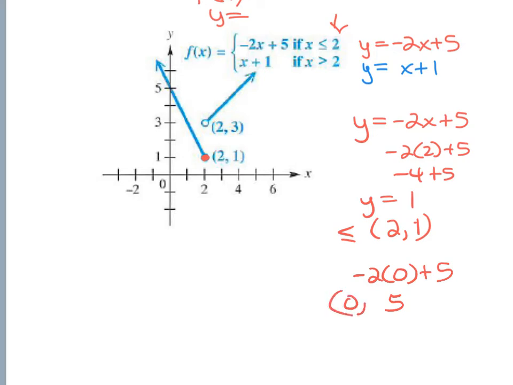So when I plugged in 0, I get 5. So then I could come over here, graph this point, and then I can connect them and make this piece of my piecewise. Now let's do the blue one.